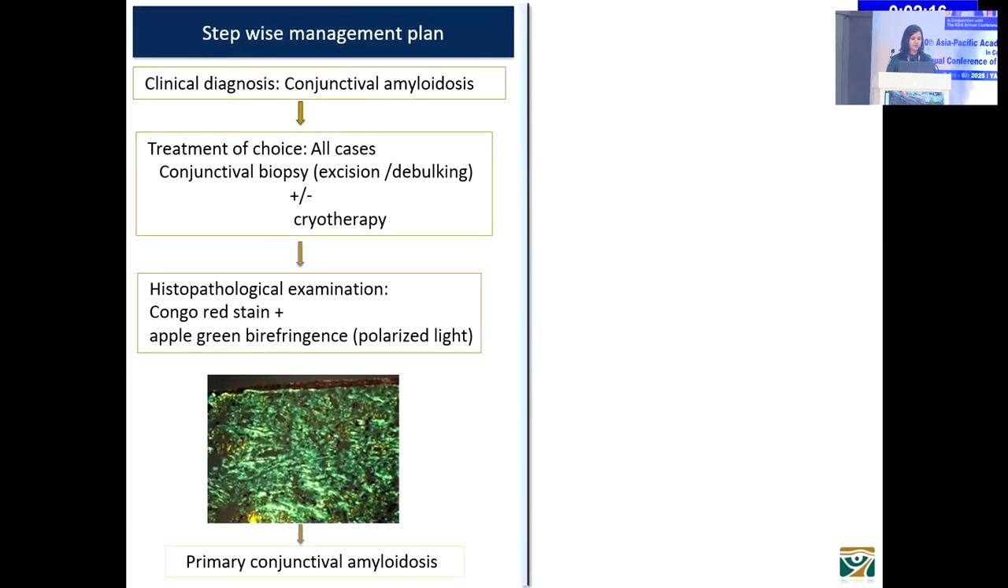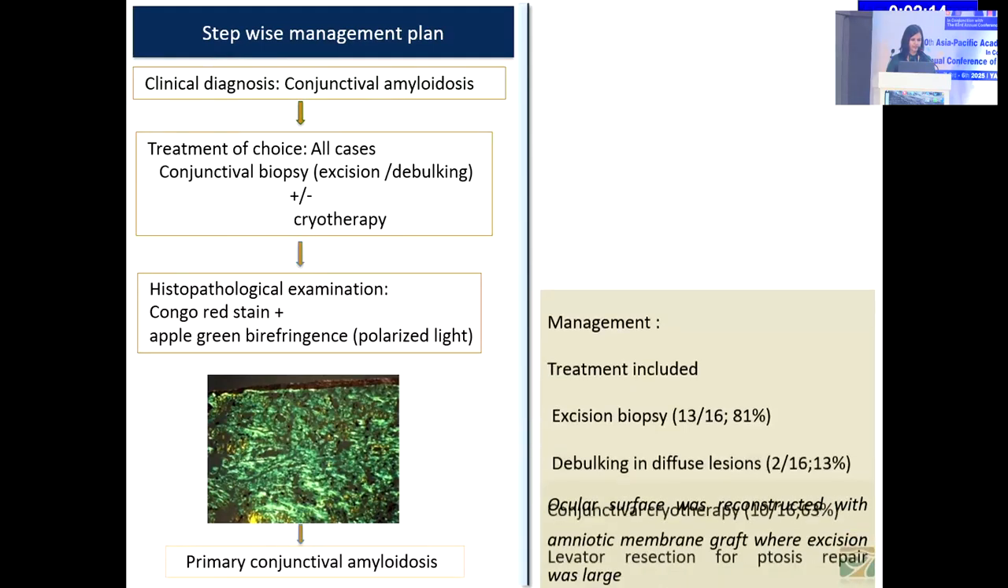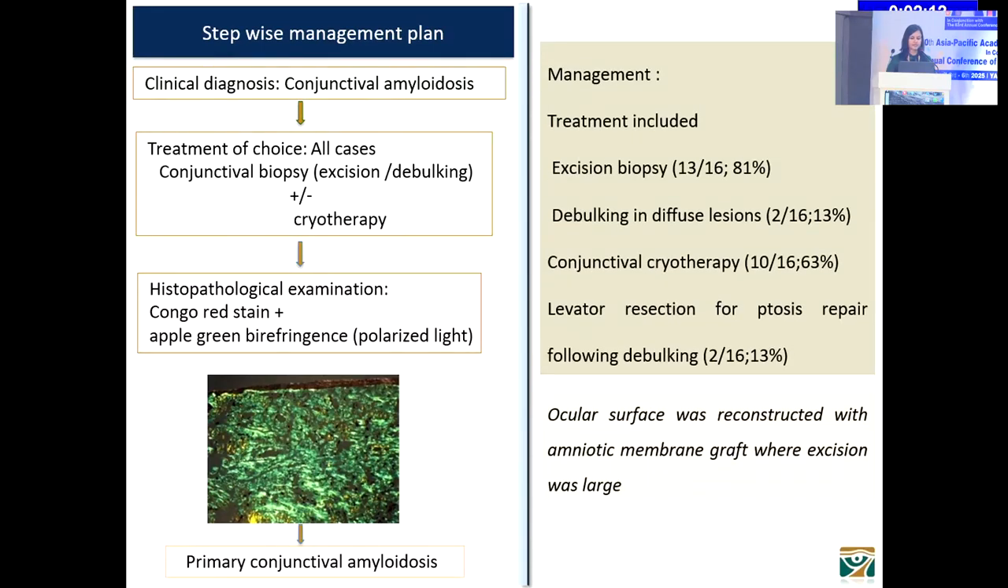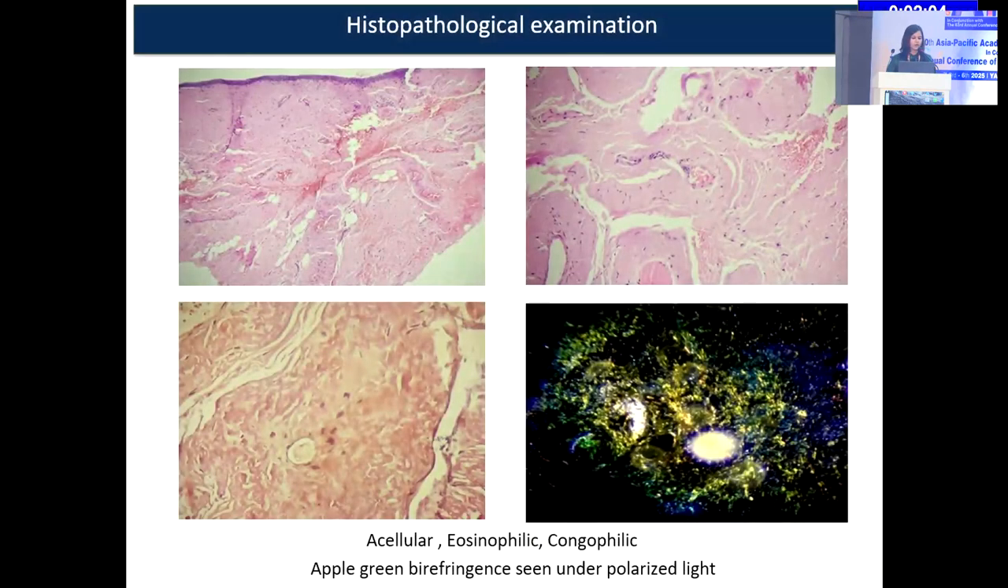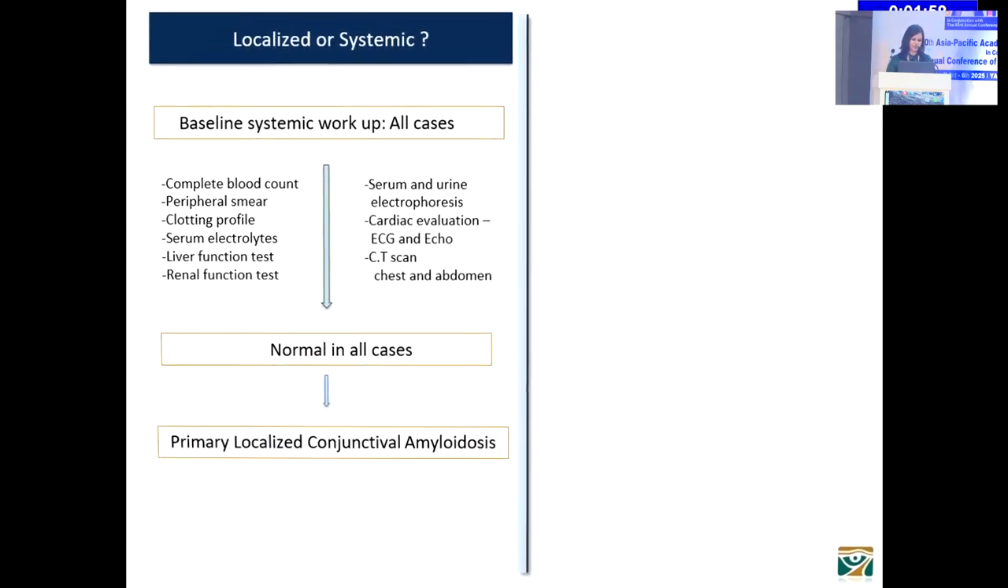The stepwise management plan included making a clinical diagnosis and then treatment options, which included excision biopsy, debulking if it was a diffuse lesion, cryotherapy to the lesions, and for ptosis repair, levator resection was done. What was to be noted in histopathological examination was the characteristic apple green birefringence, which clinched the diagnosis. The next very important step is to categorize whether it is localized or systemic, and a baseline workup has to be done in all cases.